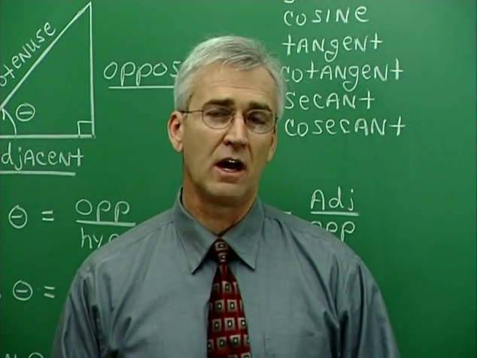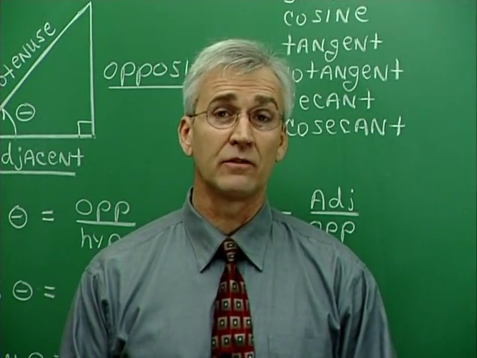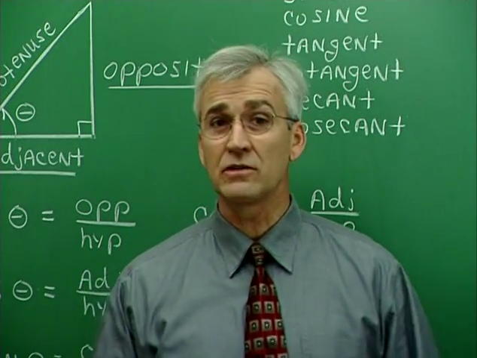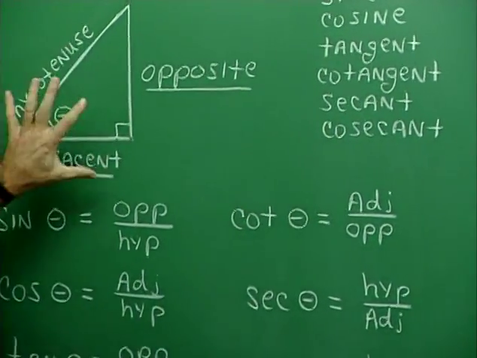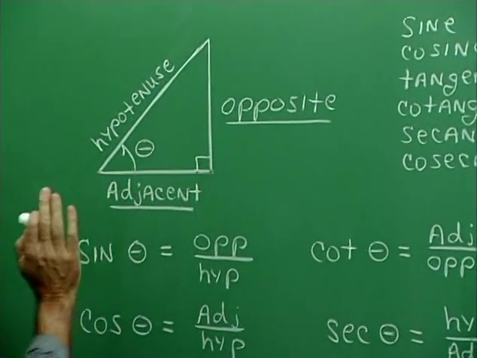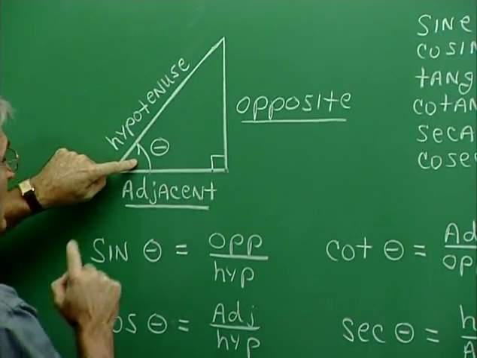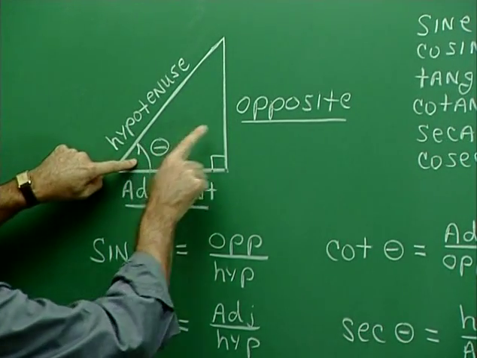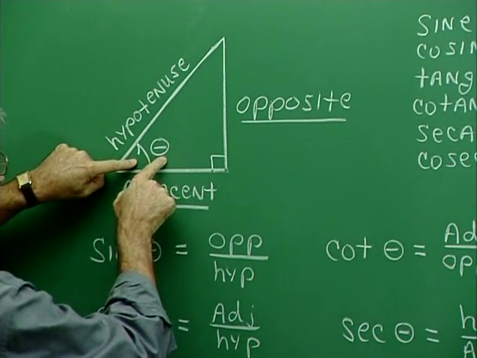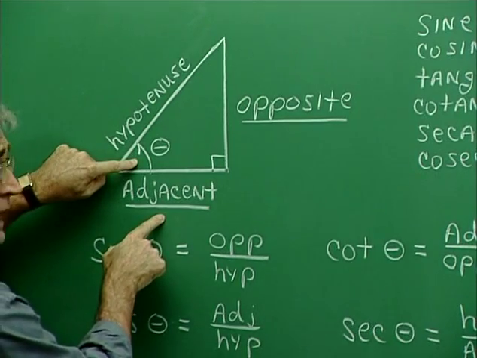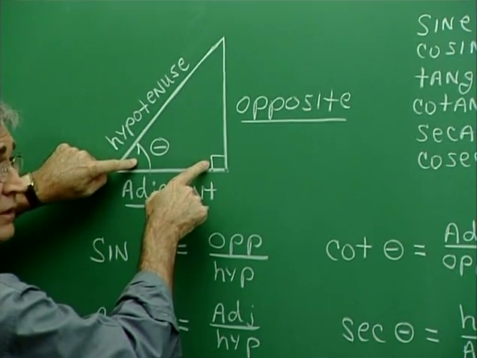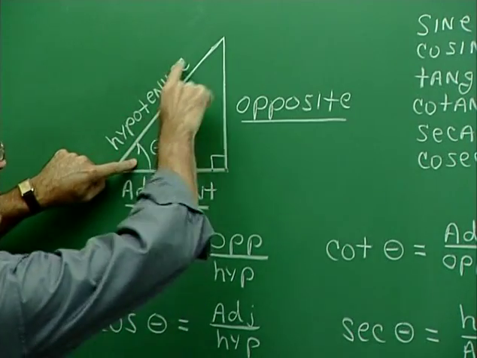Right triangle trigonometry is the classic development of trigonometry. And it's based on this idea. If we take a right triangle, then from the perspective of a particular angle, like this angle I've labeled theta, there is a side which is opposite this angle, there's a side which is adjacent to this angle, and the side opposite the right angle in the right triangle is called the hypotenuse.